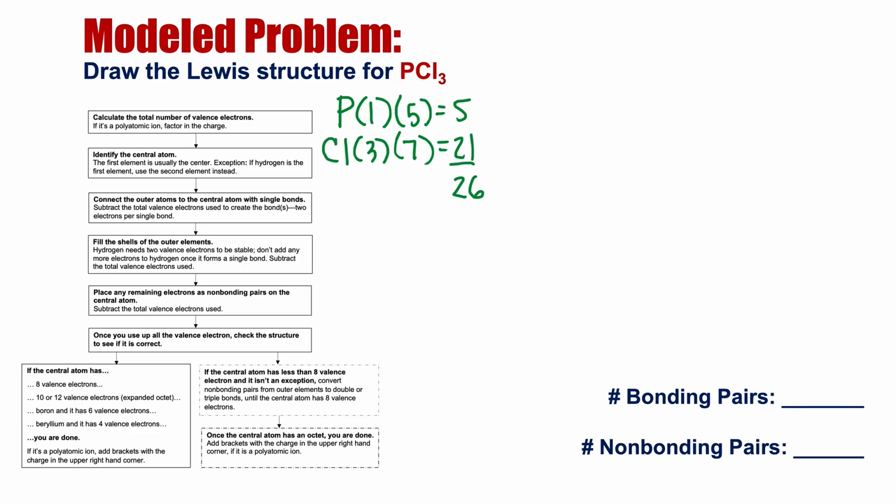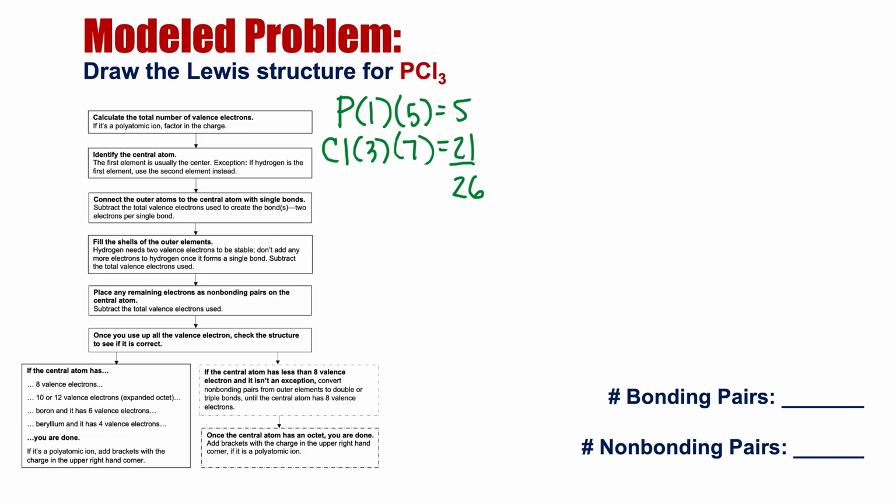This first step is key because if your valence electrons are incorrect, the rest of the steps will not make sense. All of the ones I'm asking you to solve should be even. So 26 valence electrons is an even number. If it was odd, I would know something was wrong and I would go back and check my inventory a second time.